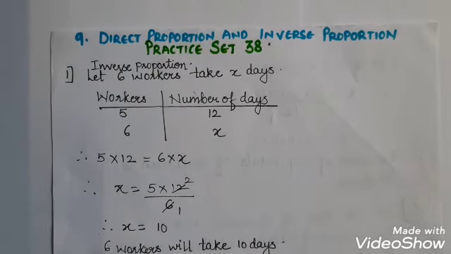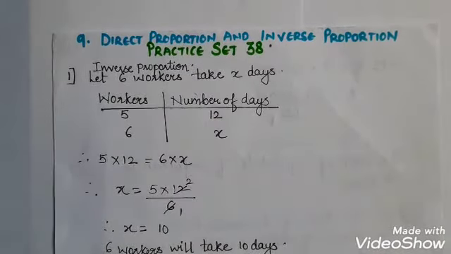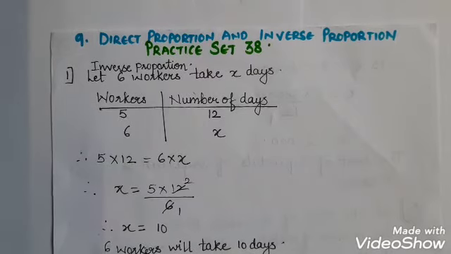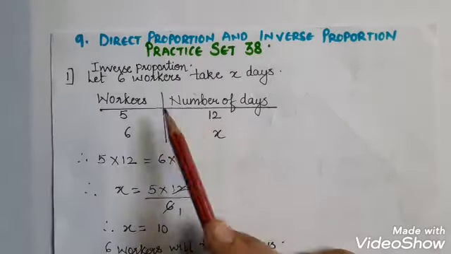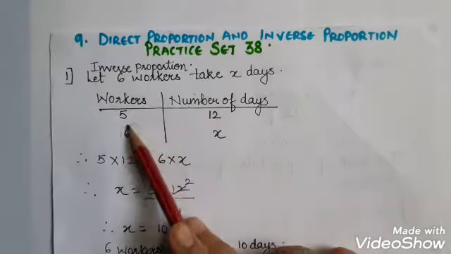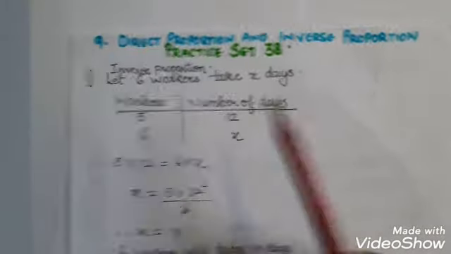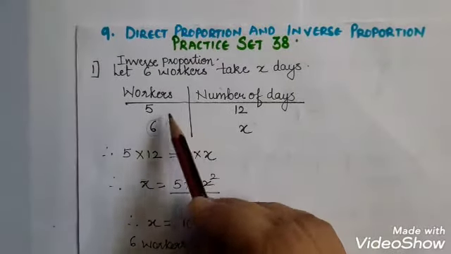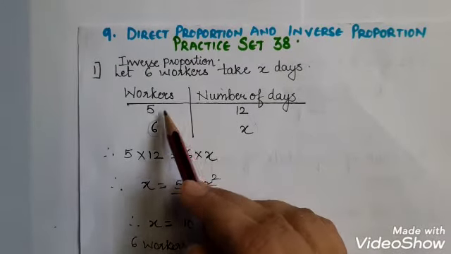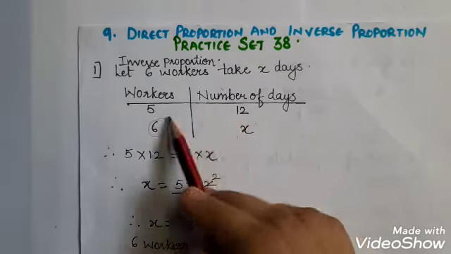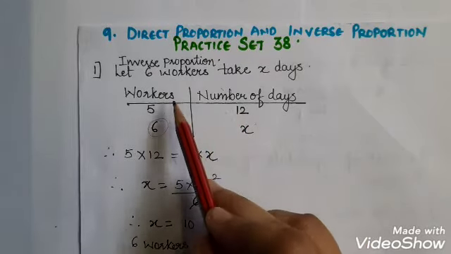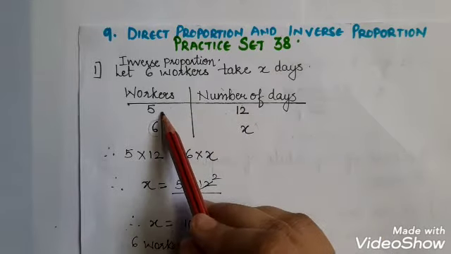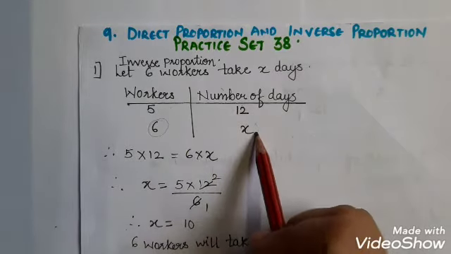So first I will write it is an inverse proportion. I assume the number of days required to complete the work for 6 workers is x. Earlier, what did I do? I wrote the numbers in the form of a ratio. Now here I am directly multiplying those two numbers. So I write 5 into 12 is equal to 6 into x.